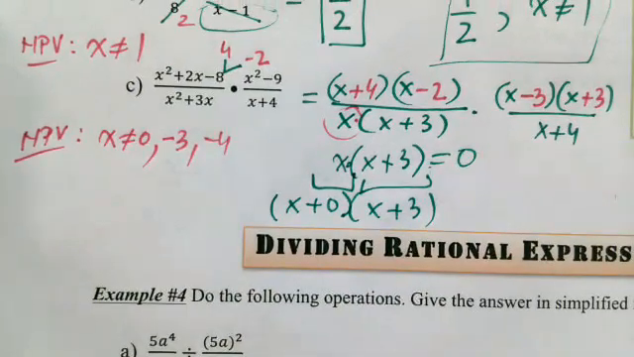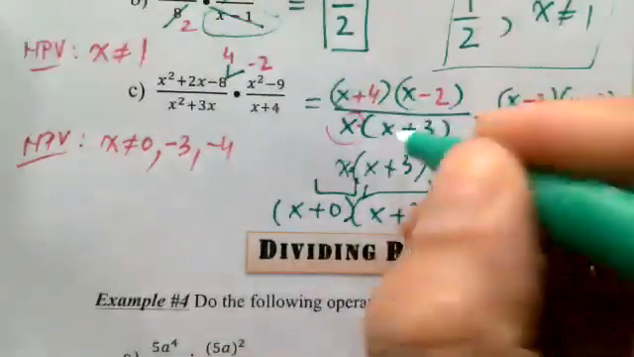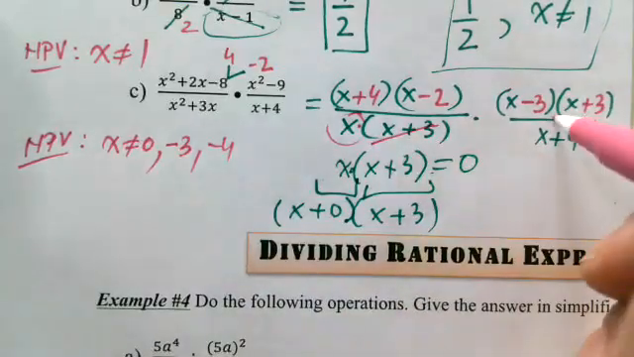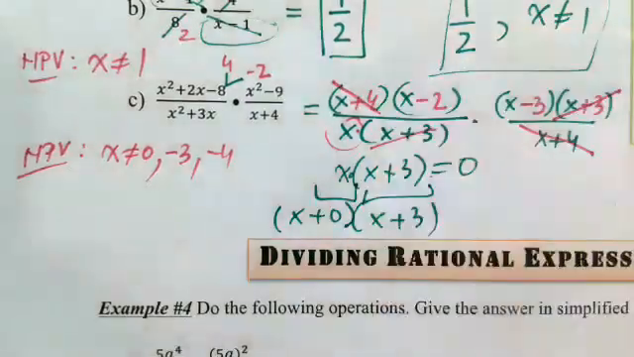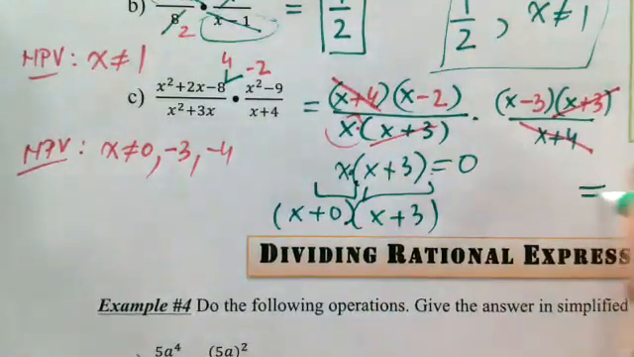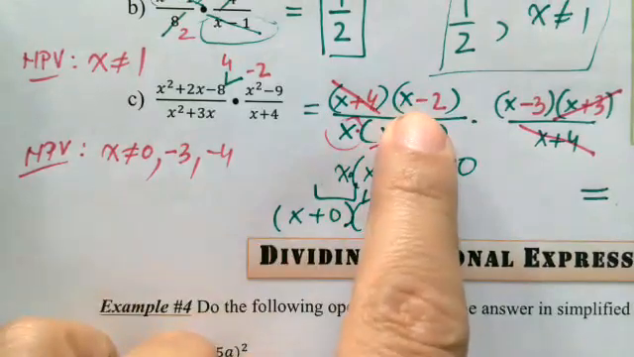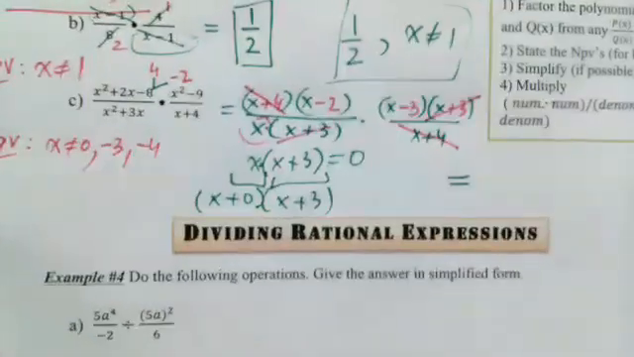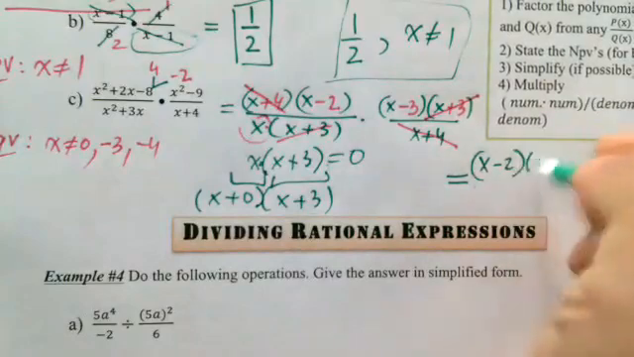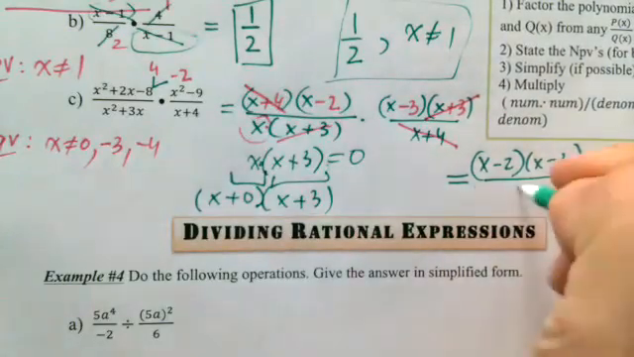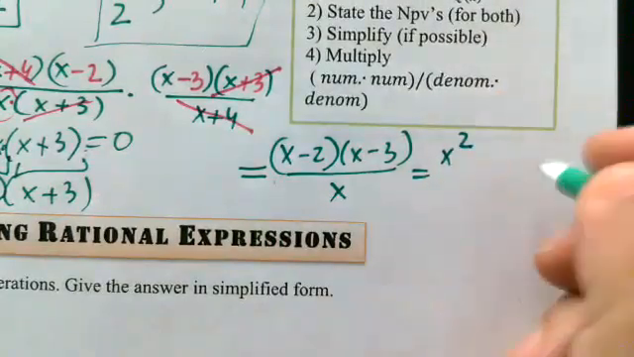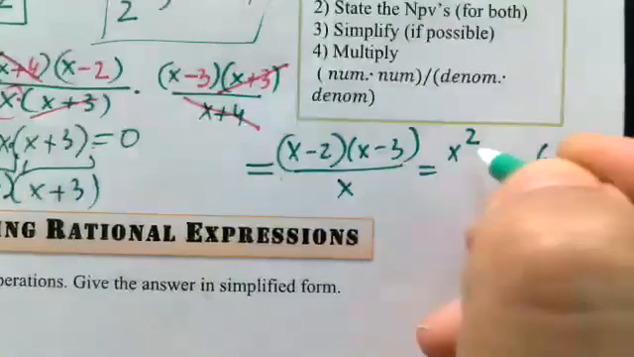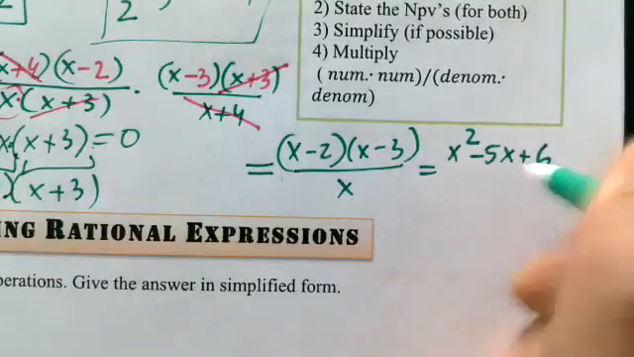And then canceling out. So let's see, x plus 3 from here with the x plus 3 from there. X plus 4 from here, x plus 4 from there. And we have at the top x minus 2 times x minus 3. And at the bottom, x. Now let's get rid of the bracket. X squared. At the end, you have 6. And in the middle, you have -5x over x.